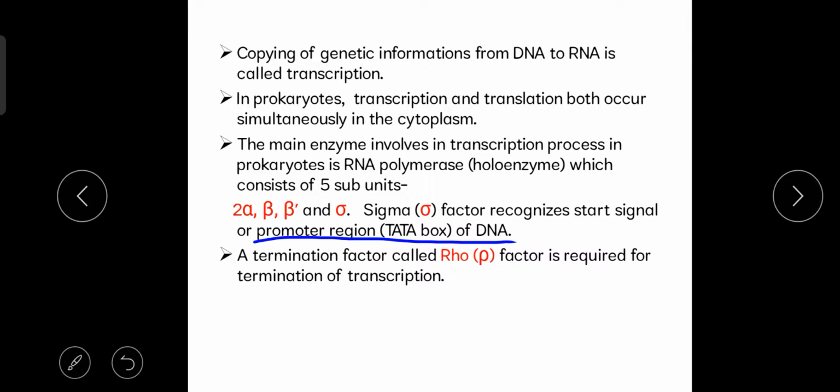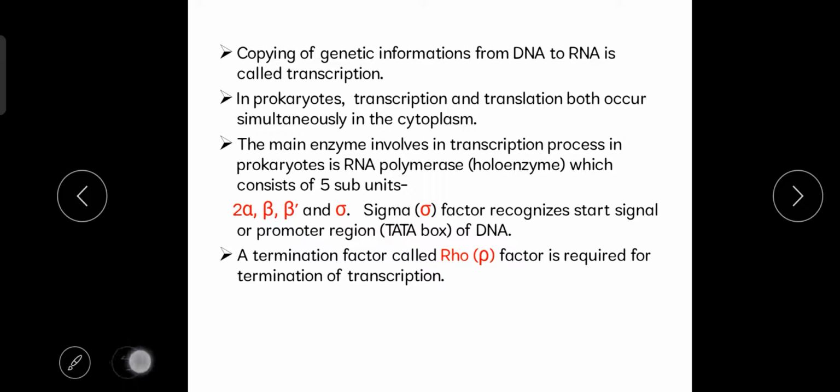In prokaryotes, the promoter is called the Pribnow box, and in eukaryotic DNA, the promoter site is called the Hogness box. So the RNA polymerase consists of 5 subunits: 2 alpha, 1 beta, 1 beta prime, and 1 sigma.